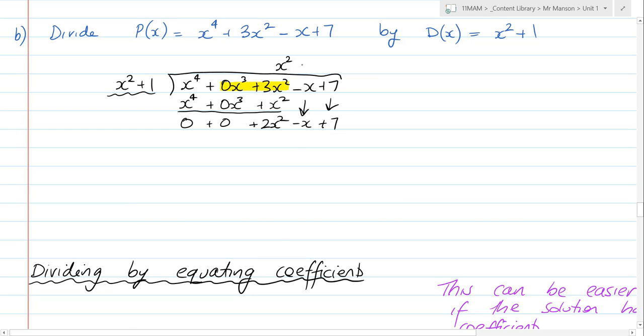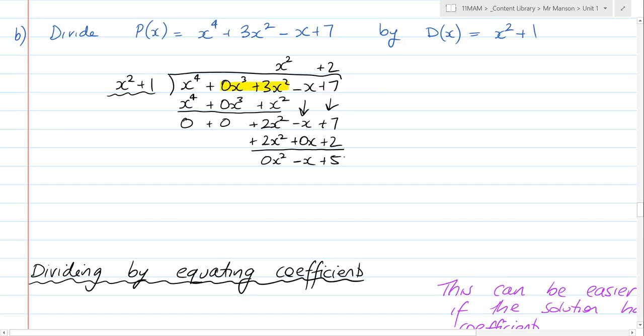X squared into 2x squared gives me plus 2. I get the plus 2 and multiply it by my divisor. That gives me plus 2x squared plus 0x, and then plus 2. At this stage, if you haven't brought down the 7, because you've got a plus 2, you should recognize you're going to have to bring down the 7. I do that subtraction, and I'm left with 0x squared minus x plus 5.